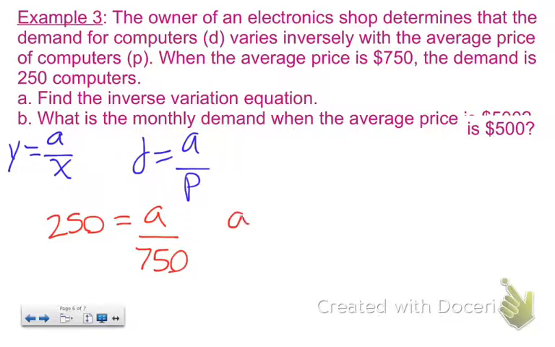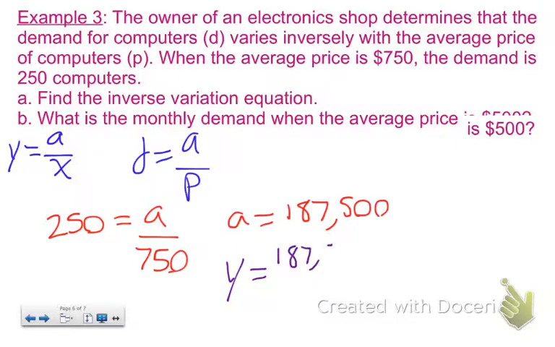Solve for A, we're going to multiply, and we get 187,500. So my inverse variation equation is D equals 187,500 over P. Then what is the monthly demand when the average price is 500?